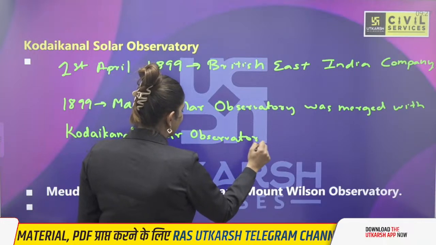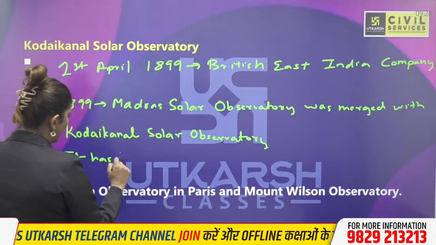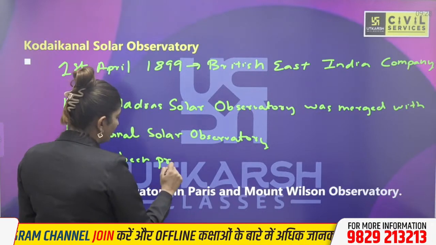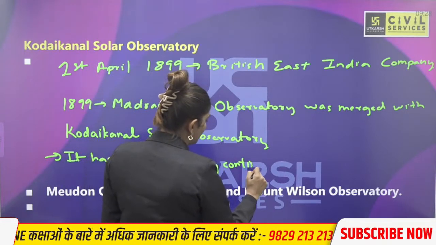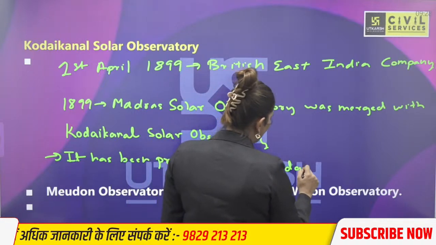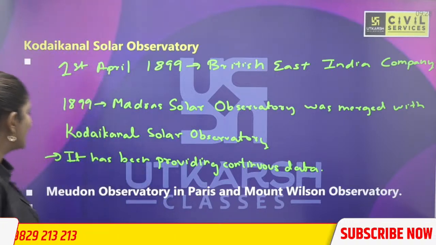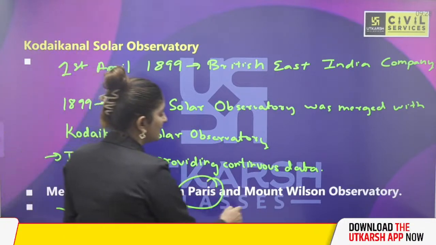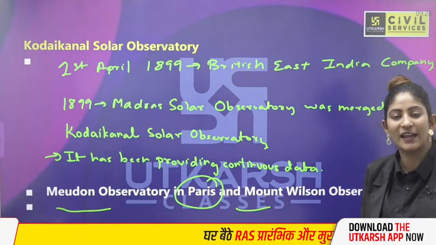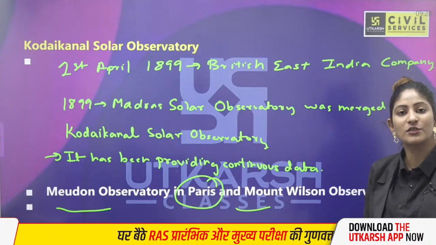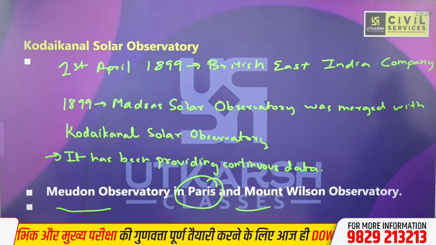Alright, and since then it has been providing continuous data, along with 2 other very important solar observatories, such as the Meudon Observatory, which is in Paris, and Mount Wilson Observatory. So since then, there are certain solar observatories that have been providing us continuous data, which also includes the Kodaikanal Solar Observatory, the Meudon Observatory, and the Mount Wilson Observatory.